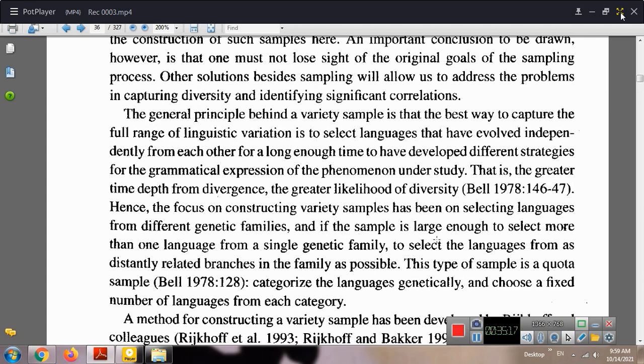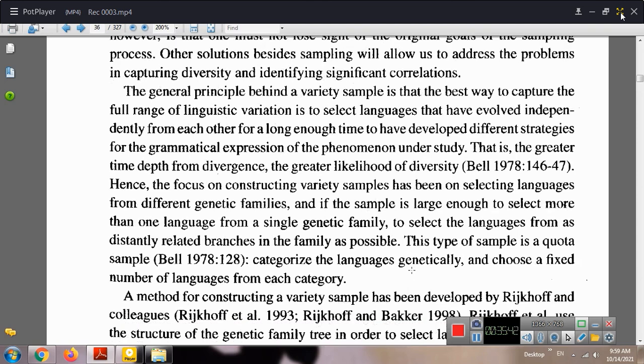And if the sample is large enough to select more than one language from a single genetic family, select the languages from as distantly related branches in the family as possible. This type of sample is a quota sample. It means that we categorize the languages genetically and choose a fixed number of languages from each category.